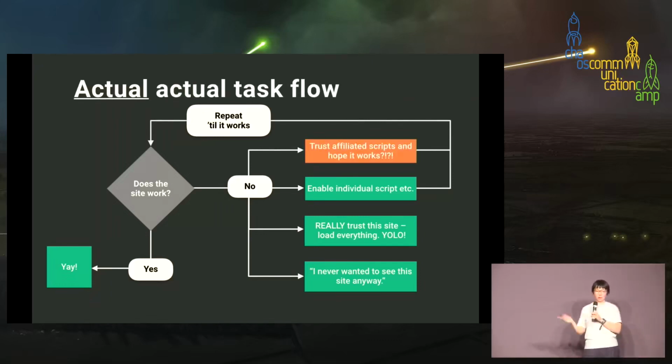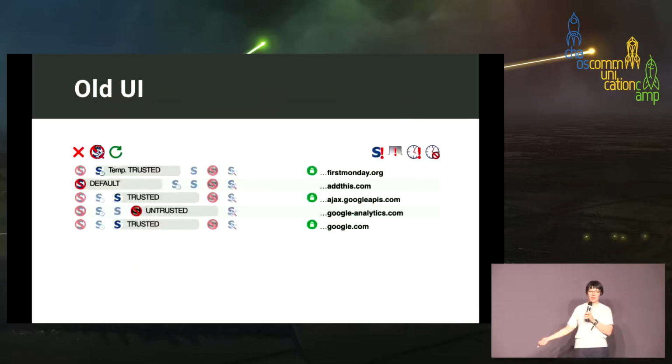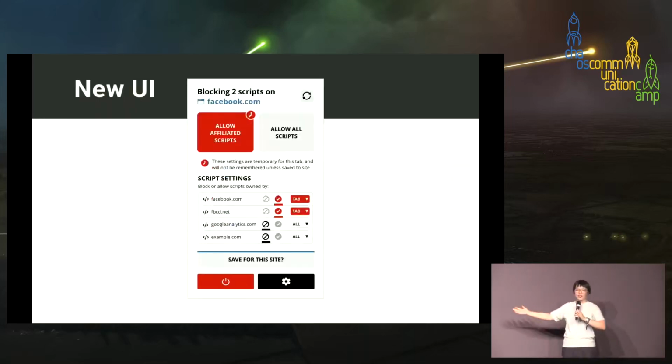So if you look at the old UI, you have the list of scripts, and then you have the options to the left, and on the top right corner you have quicker global options, but they're not very prominent because really, NoScript doesn't want you to do all that. So what we did is, ta-da, new UI.